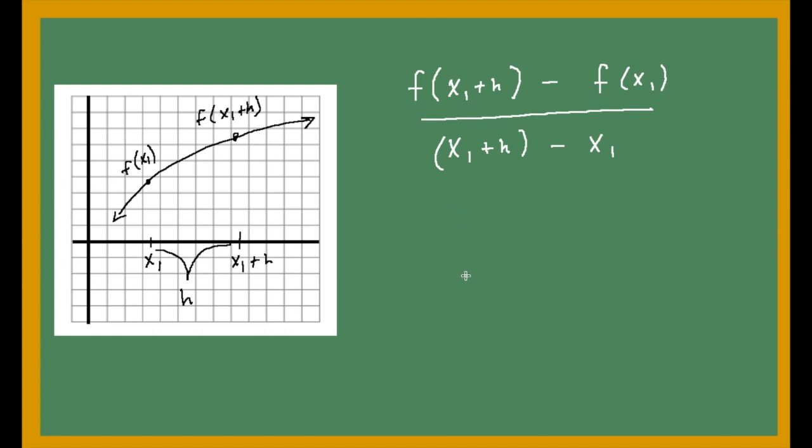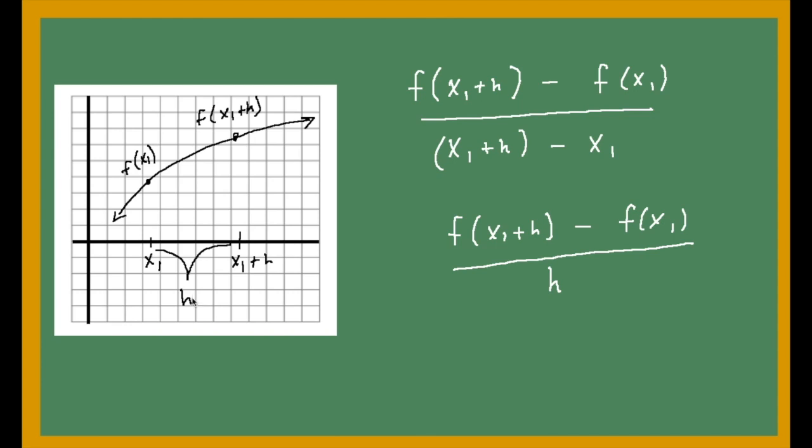Okay? We're going to simplify this a bit. The top's going to stay the same. It's just f of x1 plus h minus f of x1. But on the bottom, the x1 will subtract another x1, and we're just left with h. So this would be the slope of the secant line between these 2 points on our graph.